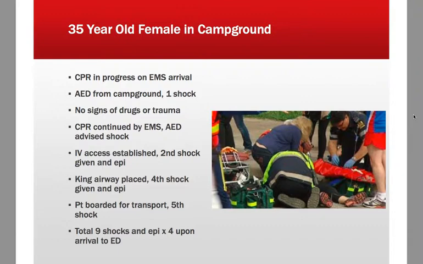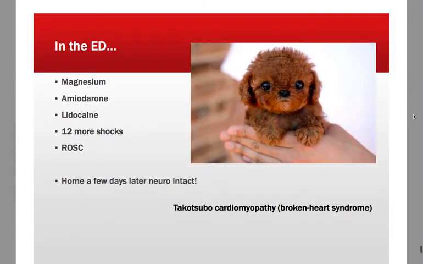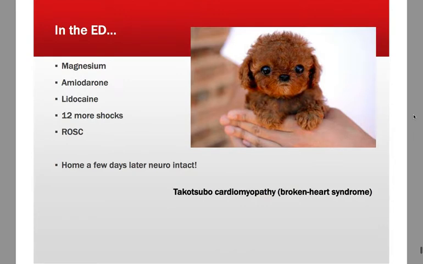Upon arrival in the emergency department, we went crazy: intubation, magnesium, Lido, threw in a little amiodarone for good measure. 12 more shocks, and we got ROSC. And you know what? She went home neurologically intact 2 days later, totally better. In the end, they did a cath that was clean. In the end, they said a little puppy died. It was broken heart syndrome, Takotsubo.